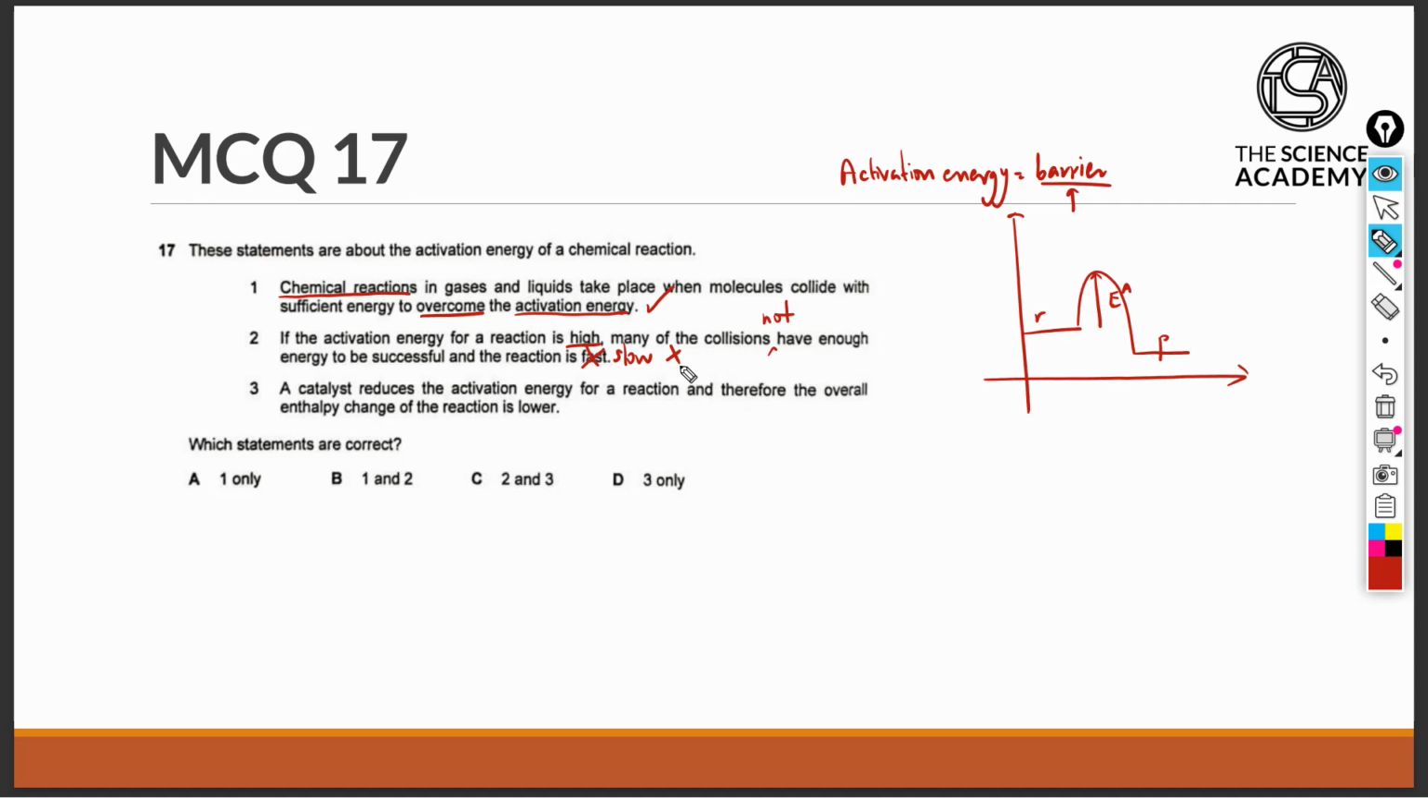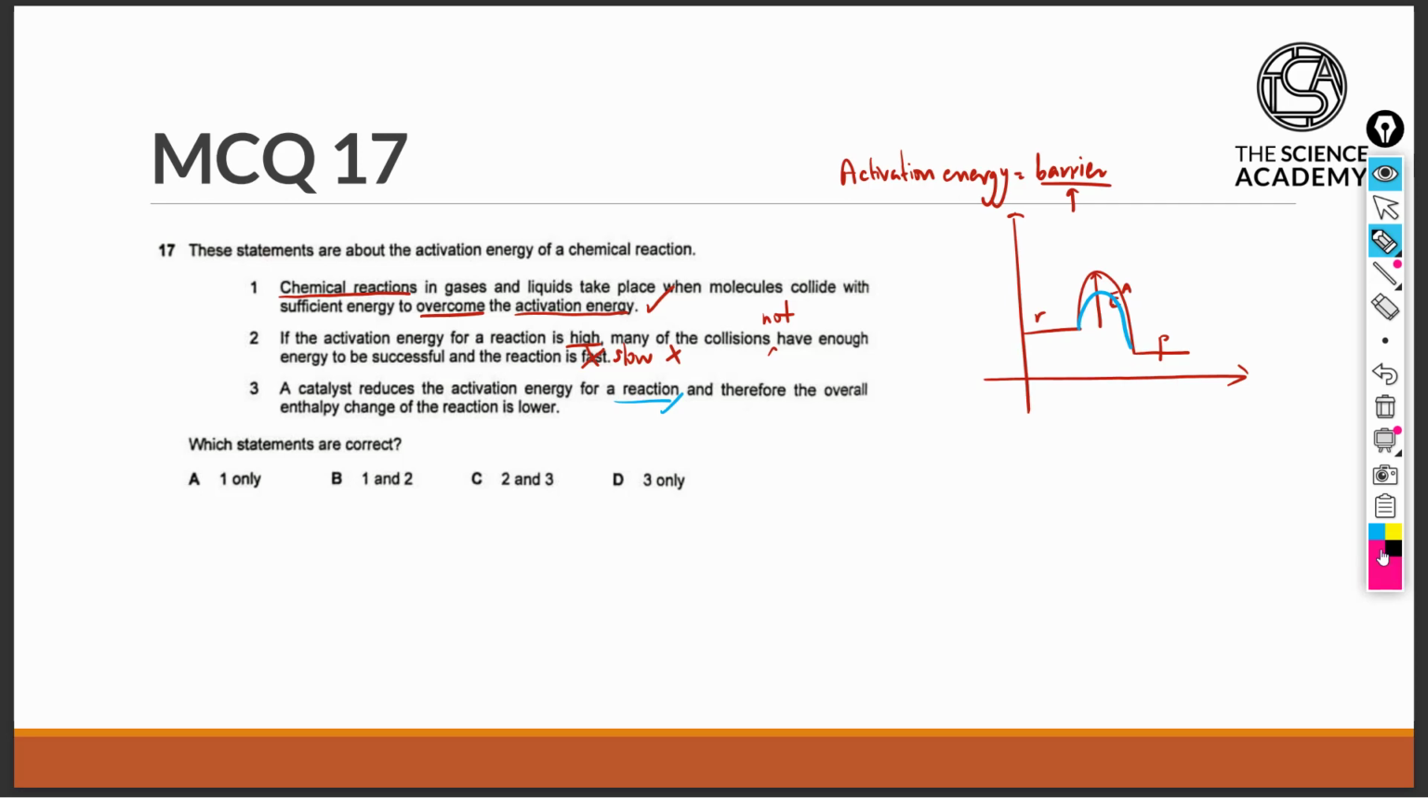A catalyst reduces the activation energy for a reaction, and therefore the overall enthalpy change of the reaction is lower. The first part of this statement is correct, where the catalyst can reduce the activation energy of a reaction. This can be seen from a smaller hump on the energy profile diagram.